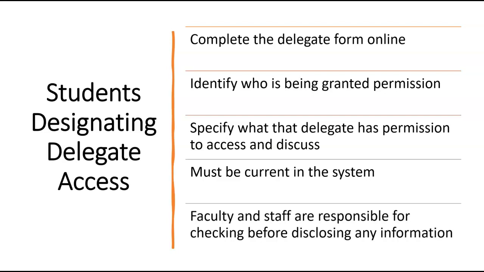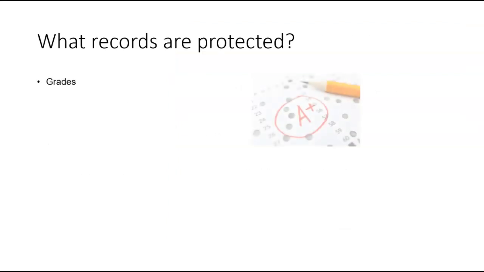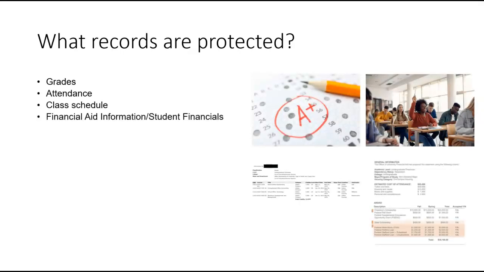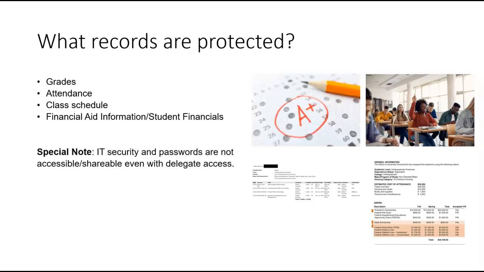It is the responsibility of the faculty and staff to check this status before having conversations about specific record information. What kind of information is protected and should not be shared or discussed by faculty or staff with anyone but the student? Here are examples: attendance, class schedule, financial aid, grades, transcripts, and student financials. Special note: IT security and passwords are not accessible or shareable even with delegate access.